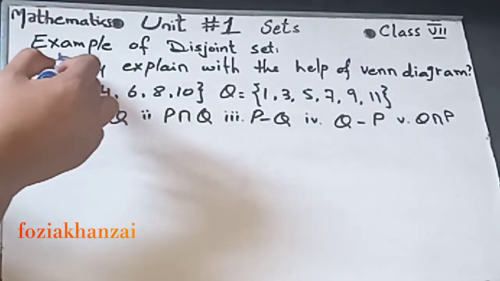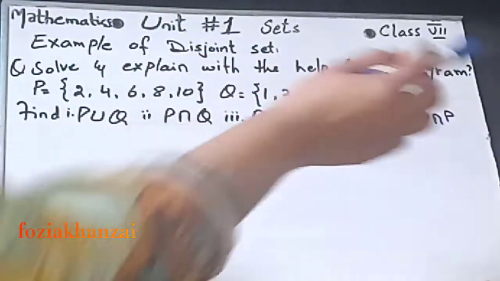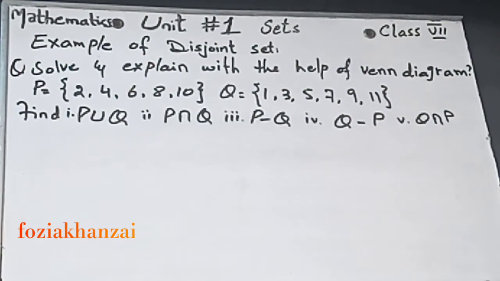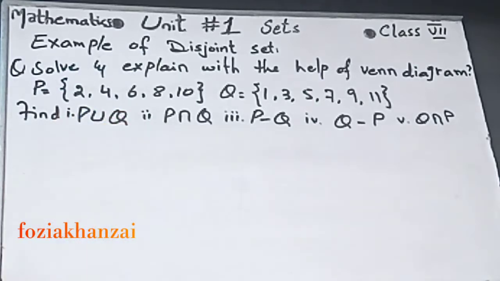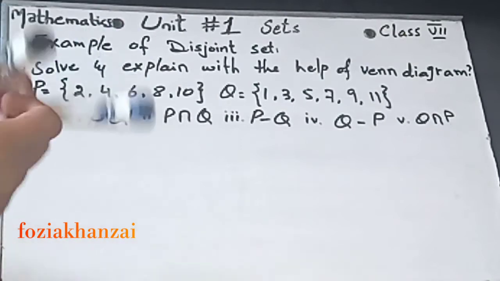Our question is to solve and explain with the help of a Venn diagram. Now we will solve it. First part, find P union Q. In union, we write down all elements which are given in set P and Q, written in ascending order.